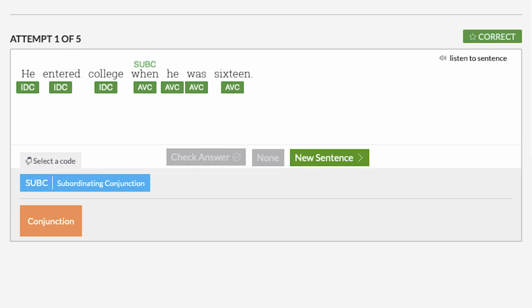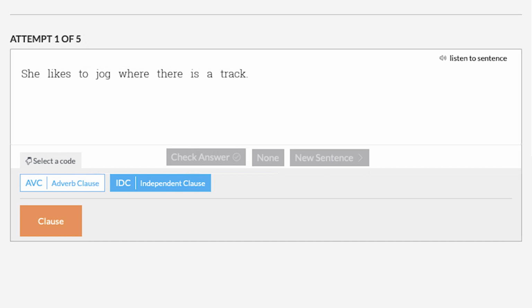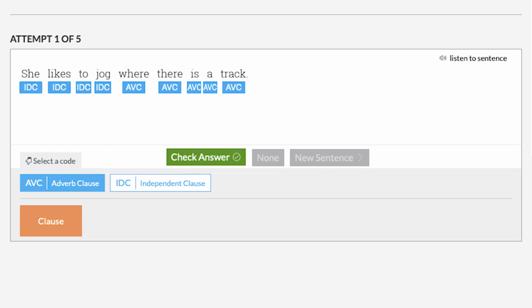He was 16 is a complete thought. When he was 16 is an incomplete thought. An example of a complex sentence with an adverb clause that answers the question where. She likes to jog where there is a track. She likes to jog is an independent clause. Where there is a track is a dependent clause functioning as an adverb.